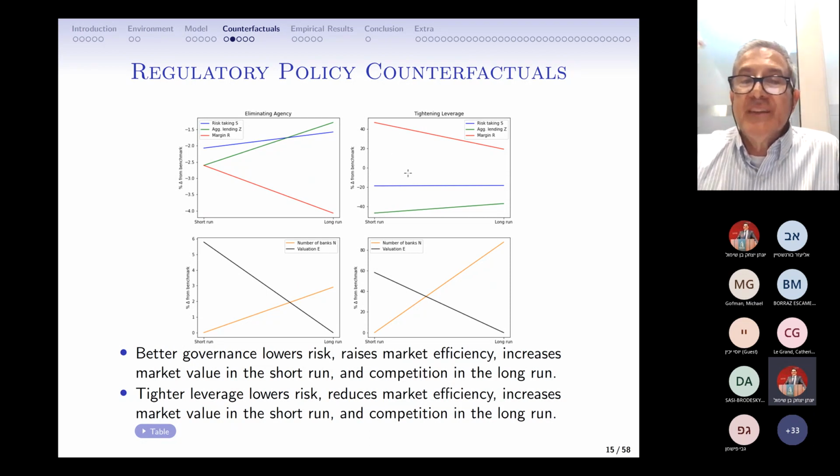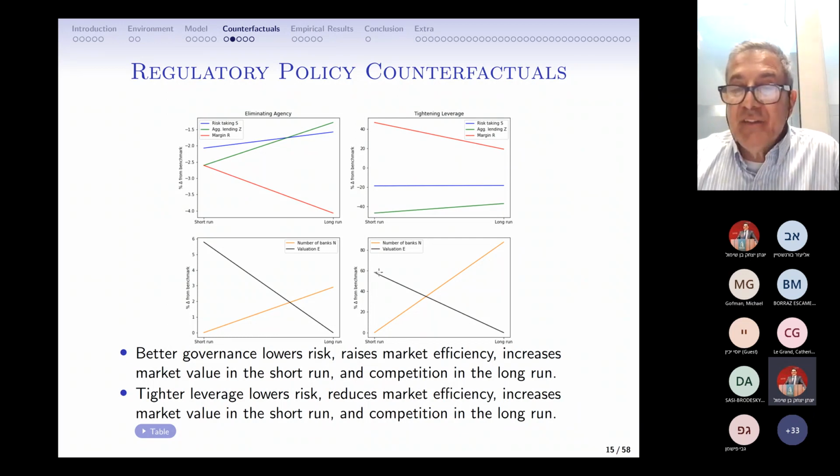Well, I was always used to hearing bankers say, if you start putting on capital requirements, we're going to be charging higher interest margins. It's going to result in higher loan rates. And that's what you see going on here. But because the blue line is risk taking and that's less than zero, tightening leverage actually leads to less risk taking and fewer loans in the economy.